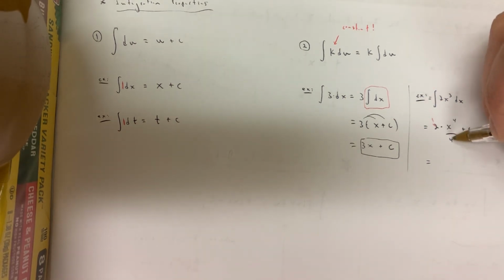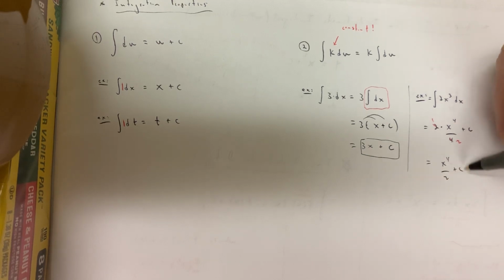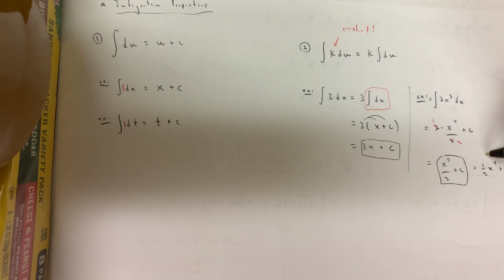You could cancel now, right? Divide by 2 top and bottom. And we can get x to the 4th over 2 plus c, which is a fine answer. Same thing as 1/2 x to the 4th plus c. You can see either of those in multiple choice.